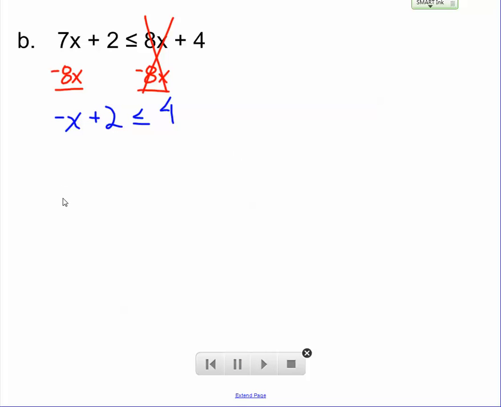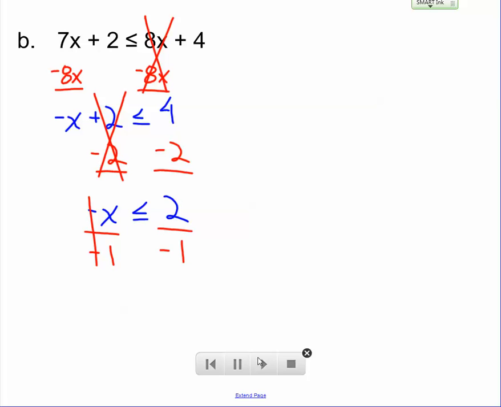So here's my new inequality. 7x minus 8x is negative x. We got the plus 2 less than or equal to 4. Now I'm going to subtract 2 from both sides so that I can get rid of that 2. And I'll get negative x is less than or equal to 2. Now I have not flipped the inequality yet because I haven't multiplied or divided by a negative number, but now I am going to. I'm going to divide by negative 1 on both sides. So that's going to give me x is greater than or equal to negative 2. And that's the solution to my inequality. So as soon as you divide by that negative number, you got to flip the inequality.